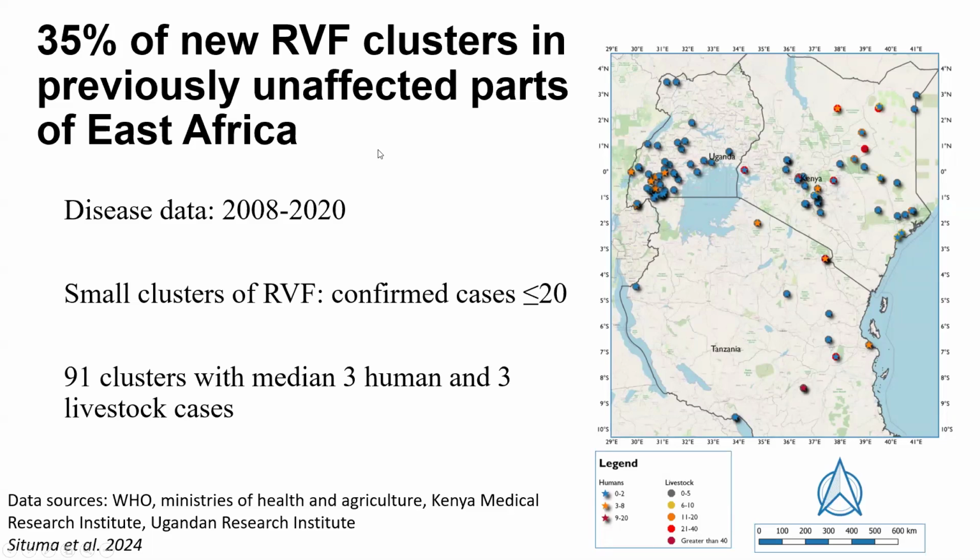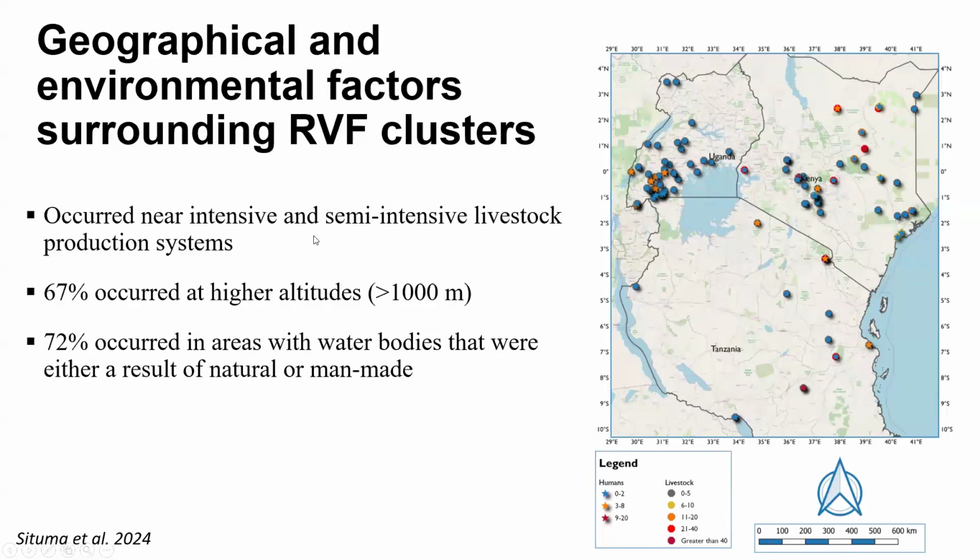And part of it can be related to movement of animals, but it can also be related to movement of the disease vectors as well. And so typically, in terms of understanding where these RVF outbreaks happen, they tend to occur near areas where there are intensive livestock production systems.